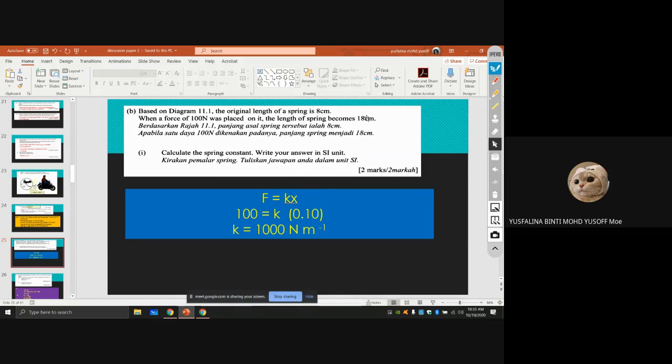So you just do 18 minus 8, you get 10 cm. Then you change to meter, so 10 divided by 100, you get 0.1. Then you just divide, so you get 1000 N m negative 1. Because you want the answer in SI units, the cm must be changed to meter.